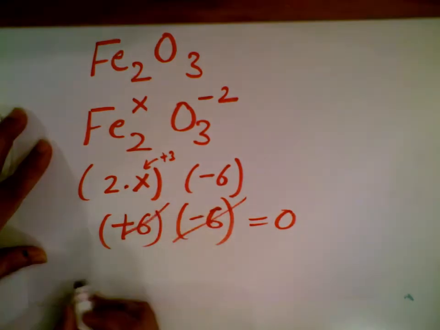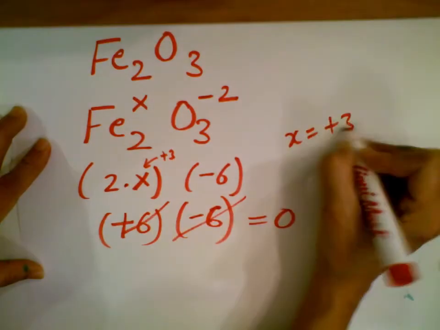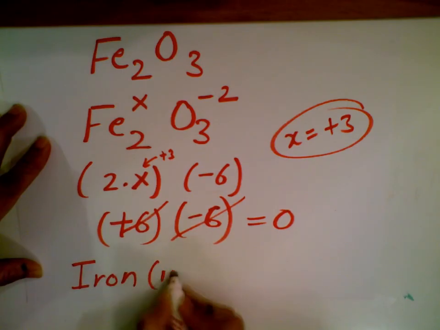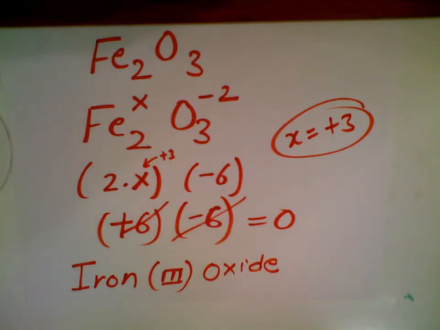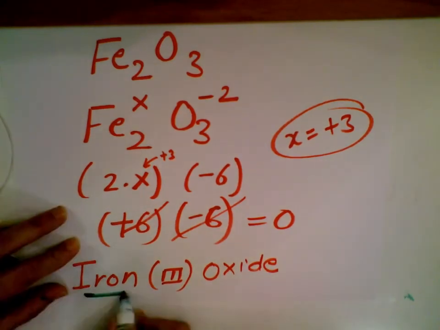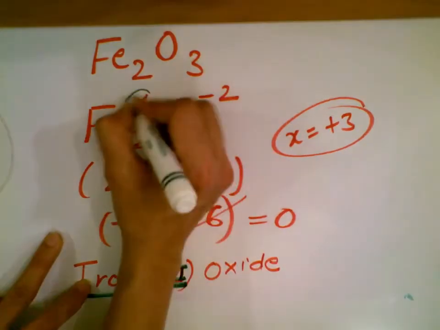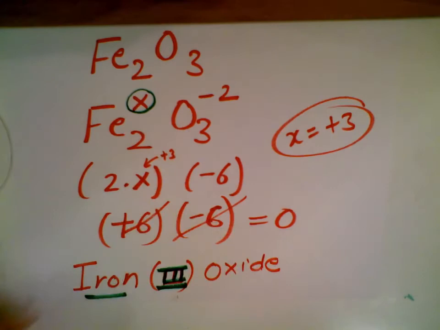This and this cancels. So what is my charge here? What is my value of x? Value of x is plus 3. So it is iron 3 oxide. Okay, iron 3 oxide. This is my value of x. This one, and that's what goes here. This one, the x. Or again, you can do the backward.